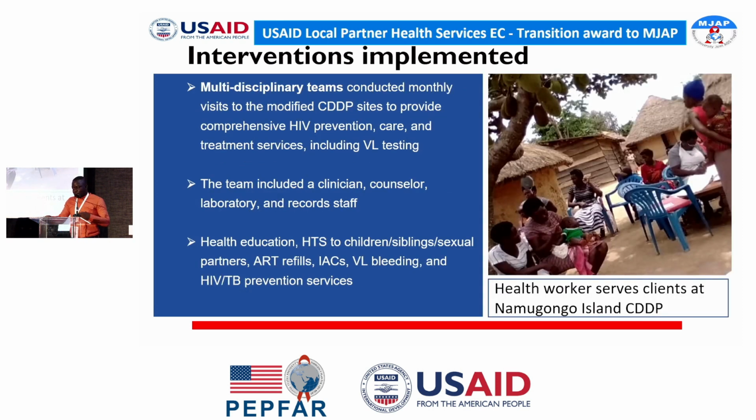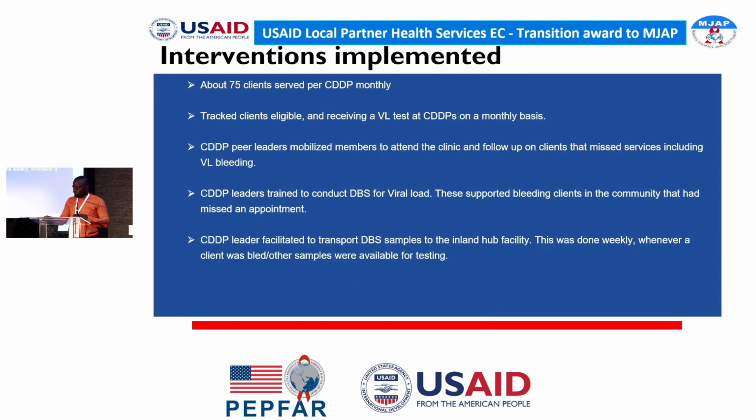A multidisciplinary team conducted a monthly visit to these modified CDDPs, and the team included a clinician, a counselor, a laboratory staff and a records staff. To do all this, we need to work as a team. In the morning, we were learning about data, so we need to have a records person here. And remember, if something is not documented, it is not done. At the end of the day, we should remember our target: a 95% suppression rate and 100% coverage, plus all the service provision. In these modified CDDPs, 75 clients were served per CDDP. Remember this is a modified one, so we expect a bigger number to be attended to.